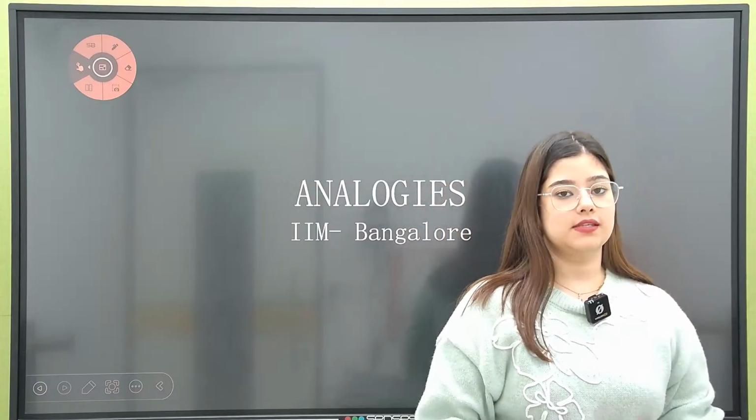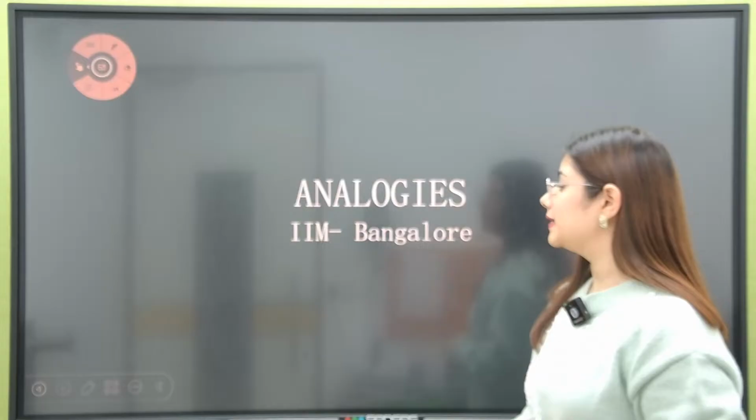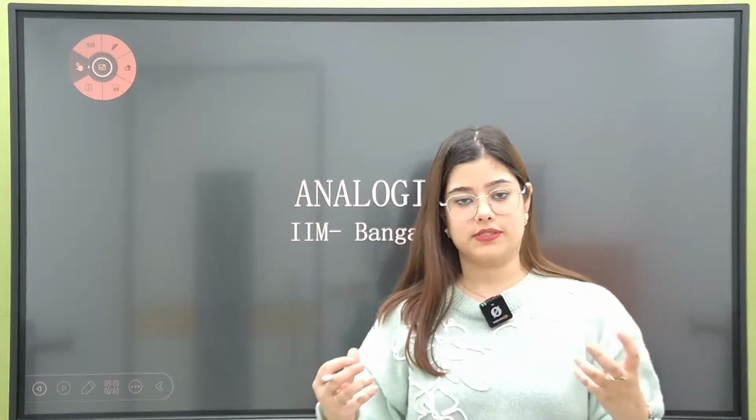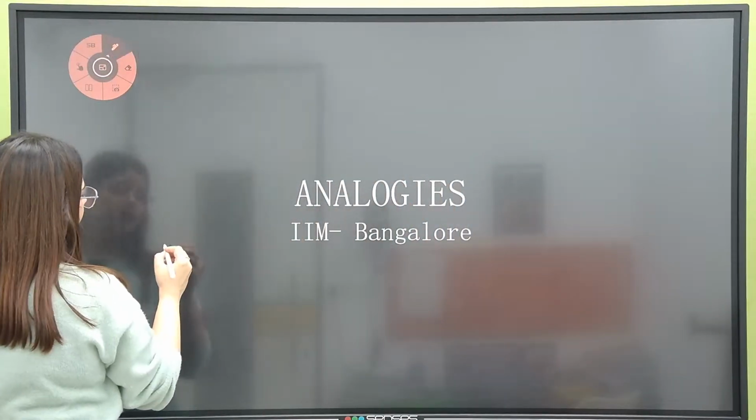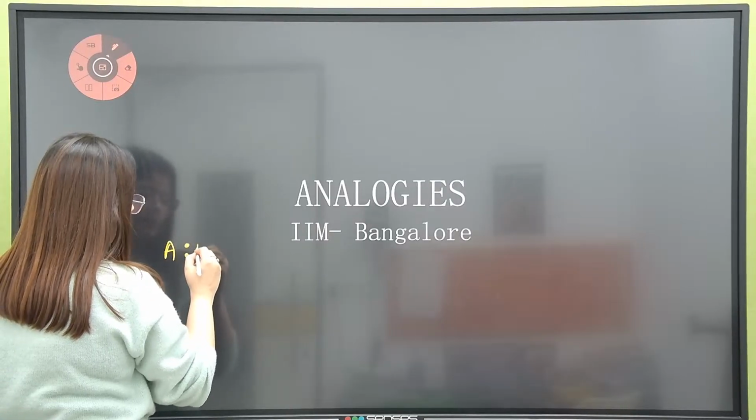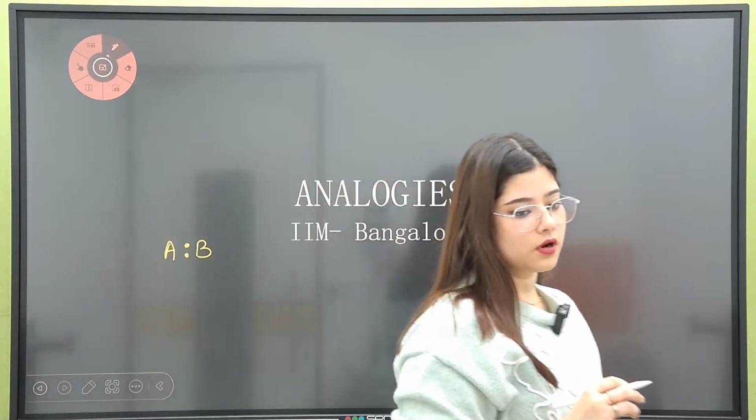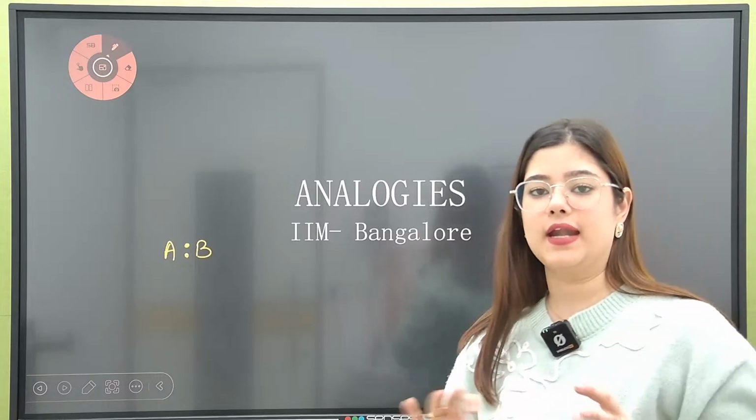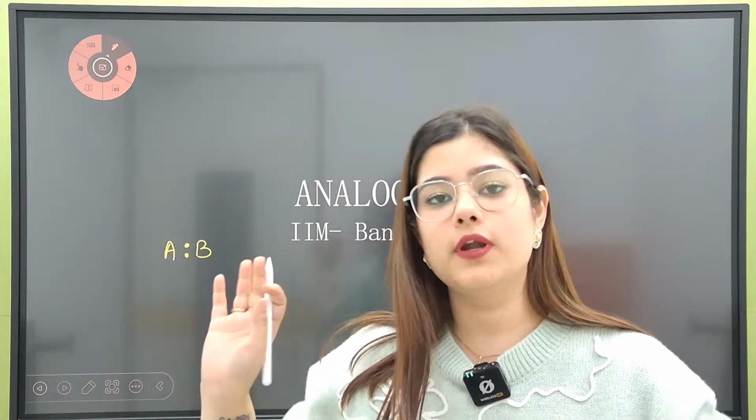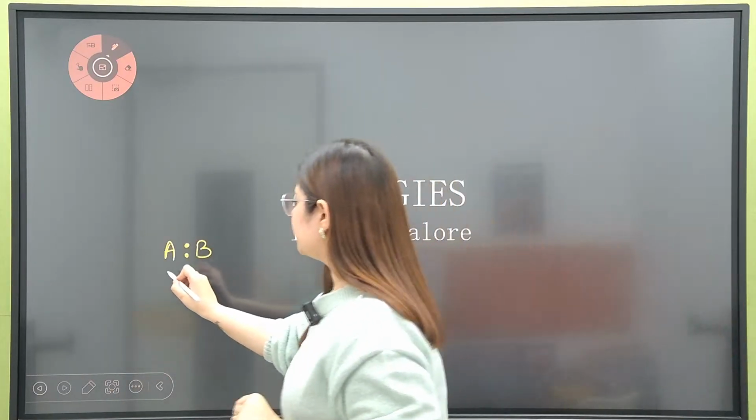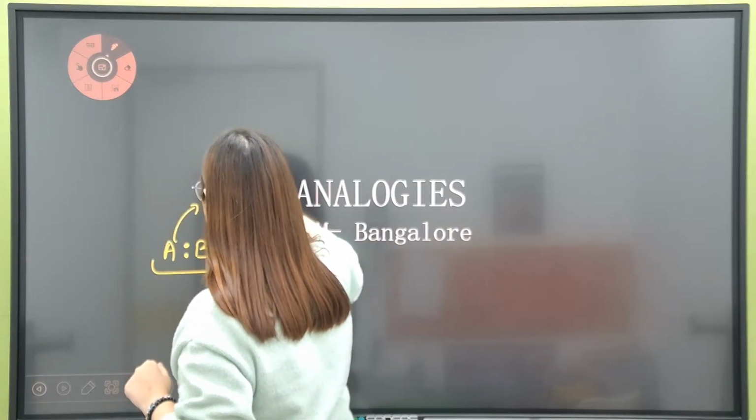Today we'll be discussing a very important topic of verbal reasoning, and the topic is analogies. What do we understand by this topic or by this concept? If I say A is to B, a relation between A and B would be given. It could be any type of relationship. And what are the different types of relationships? That also we are going to unfold in the upcoming slides. But a relationship would be given, some relationship.